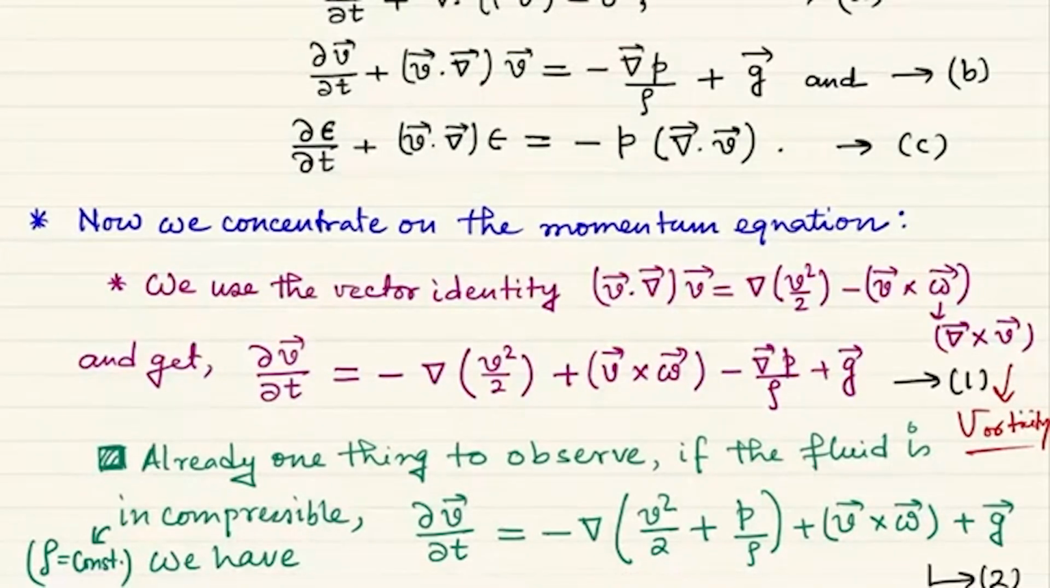So del v del t is equal to minus gradient of something, an effective pressure type of thing divided by this constant density, plus v cross omega plus g. Now v cross omega, or sometimes omega cross v, is called the Lamb vector. This is actually the minus of the Lamb vector, because the Lamb vector is traditionally omega cross v.